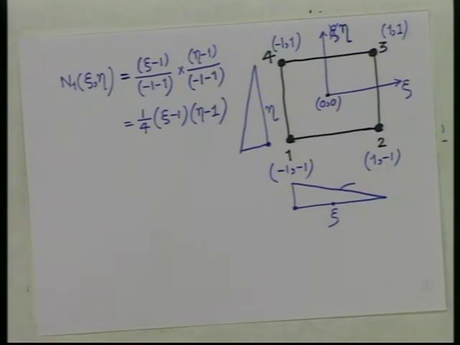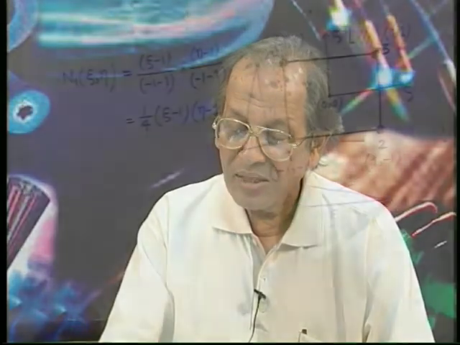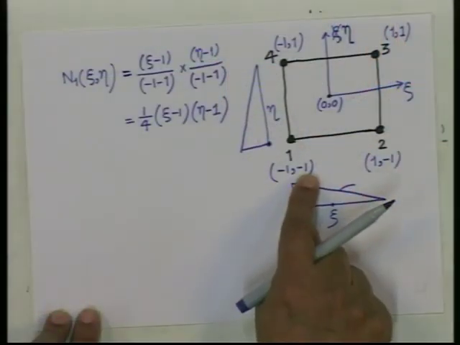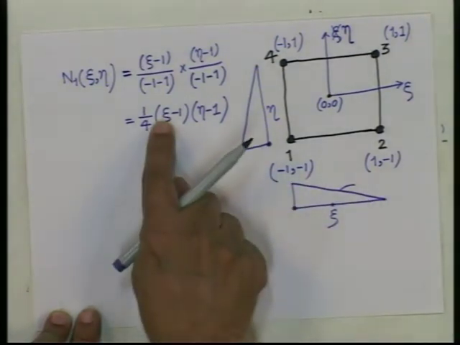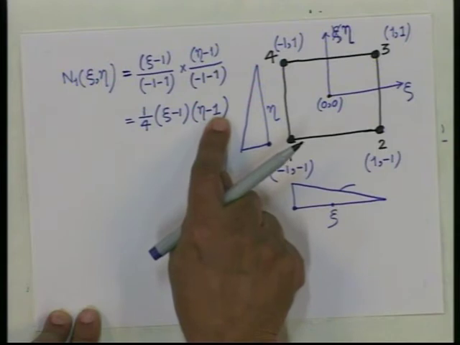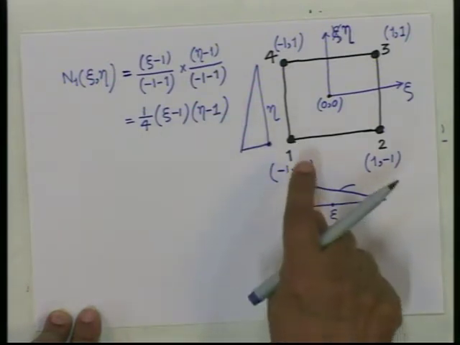If you are very clever, there are people who can write things just by seeing what this function should be. Forget about Lagrange multiplier or Lagrange polynomial, they will write directly. Now, you can check here. When psi equals minus 1 and eta equals minus 1, substitute this coordinate: minus 2 plus 4 by 4, unity.